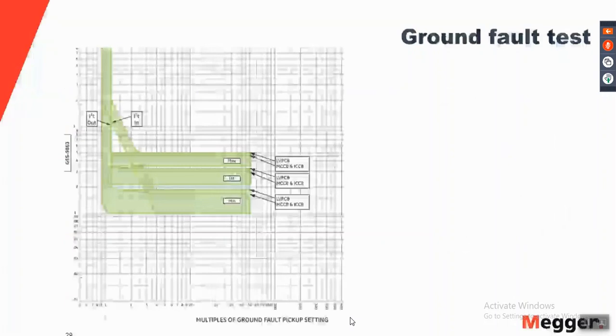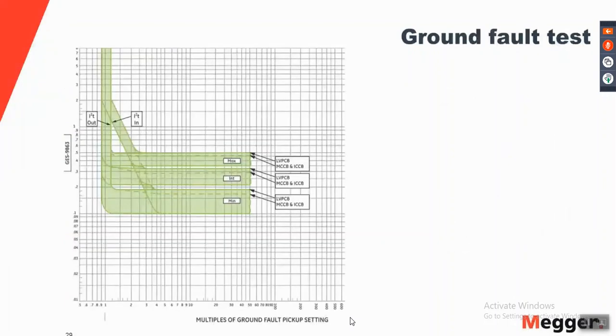So let's look at the time current curve for a ground fault test for the same trip unit. So you again have two responses here, I square T in and I square T out. In I square T out, just as in the short time test, you have three bands, max, int, and min. Max has the highest trip time limits, min has the lowest trip time limits.